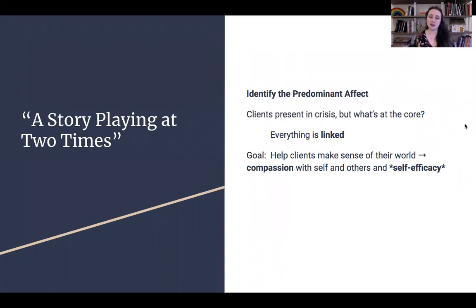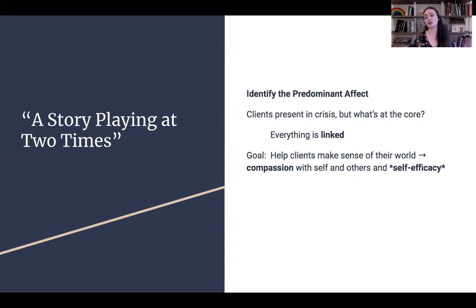So we want to identify the predominant affect. A client comes to us, they're in crisis, they have this issue, but what's at the core? Everything is linked, everything carries the weight of every other experience we've had in the world. So it's important to know that there's going to be some kind of thread that links all of this together. Our textbook uses the phrase, a story playing at two times. And I really like that because we have the client that's presenting right in front of us telling us this story. And then it's likely that they've felt this way in the past. So there's the story in the present, the story in the past. What's the theme? What's the thread?